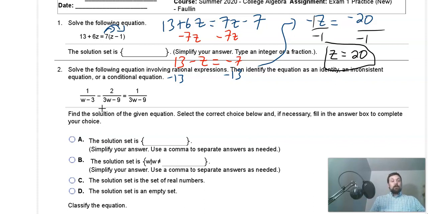Okay, question number 2. Solve this equation. Now, this one's one of the more challenging problems in Chapter 1.